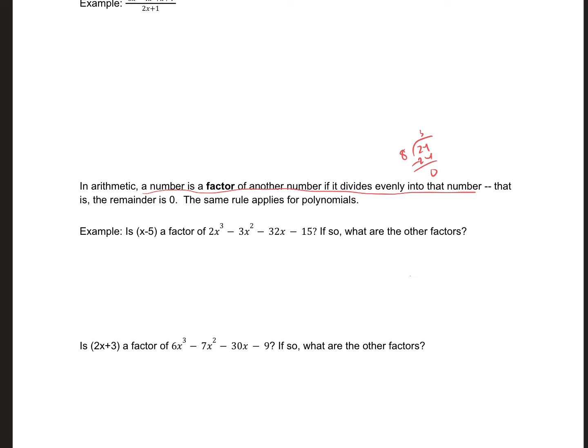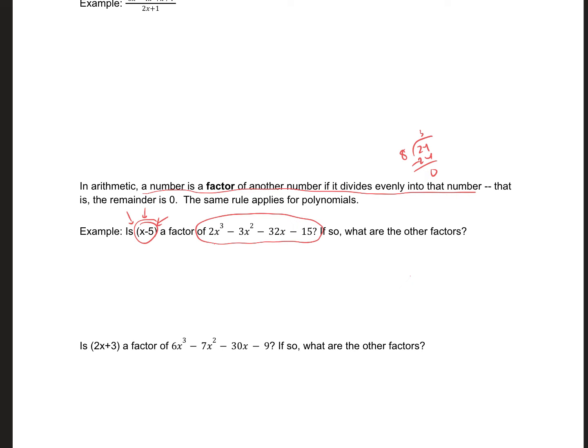For instance, 8 is a factor of 24 because 8 goes into 24 with no remainder. Likewise, when you're talking about polynomials, a binomial is a factor of a polynomial if it divides evenly into that polynomial. So if I were to take 2x cubed minus 3x squared minus 32x minus 15 and divide it by x minus 5, if the remainder is 0, x minus 5 is a factor. If the remainder is not 0, it is not a factor.